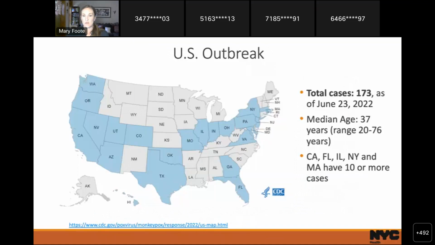And specifically in the US, as of, I believe this is as of today, we have a total of 173 confirmed cases with a median age reported of 37 years with a range from 20 years of age to 76 years of age. We have a handful of states responsible for a majority of the cases with 10 or more cases each, and that includes California, Florida, Illinois, New York, and Massachusetts. Most notably, California is now leading the pack with over 40 cases because they've had a specific outbreak associated with a particular bathhouse that they're investigating. Next slide.